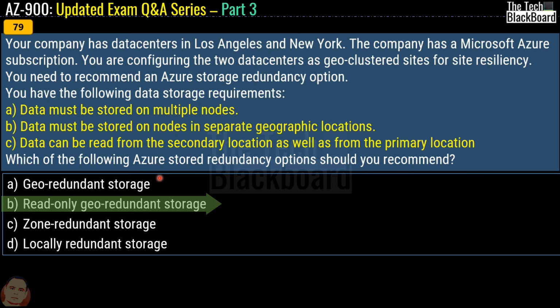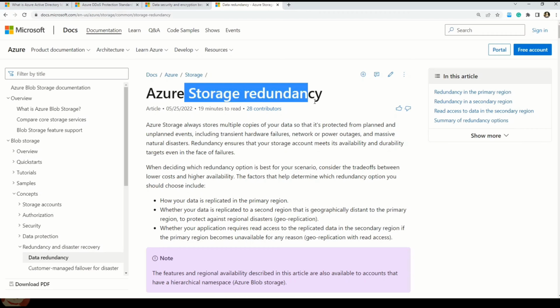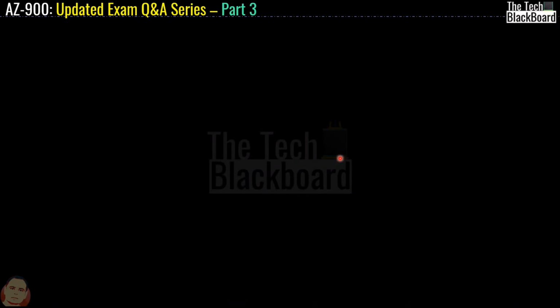But before moving to the next question, let me give you Microsoft documentation that you can refer to understand all of these storages given here in the question. So this is the Microsoft documentation where you can read all about the Azure storage redundancy. And this is very important to understand. High availability is one of the key aspects of any good solution in Microsoft Azure or any other cloud solution. Now let's move to question number 80.